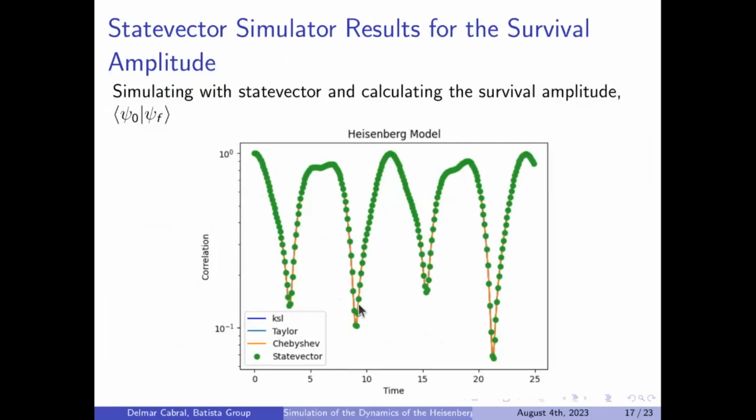So in this case, once the simulation has been performed, in this case using the statevector simulator, and we calculate the survival amplitude by projecting the final state to the initial state and squaring, we obtain results that agree to a very high degree with our benchmark. So the results using the statevector simulator, based on all the preparation we did prior to this slide, are shown in green, and the benchmark is shown as the line. And we can see a complete agreement between all of these.